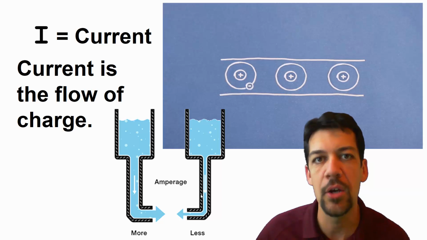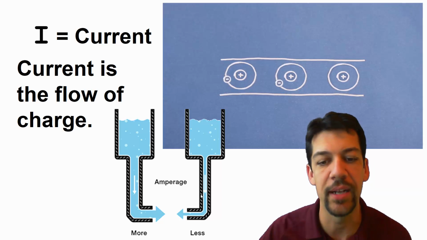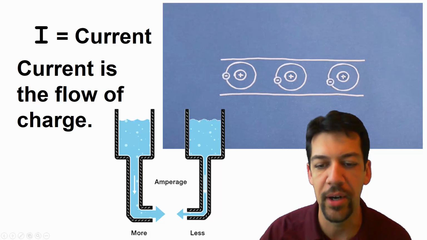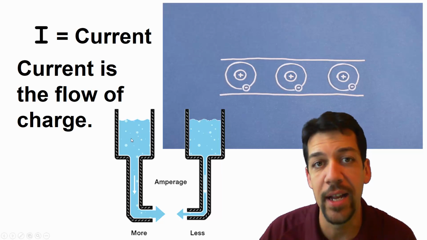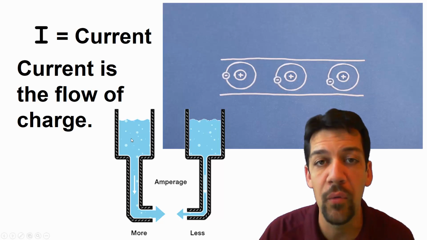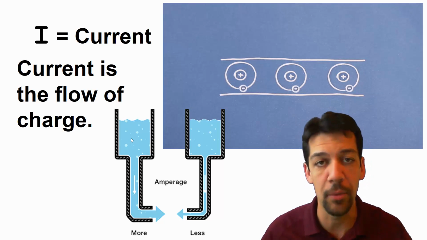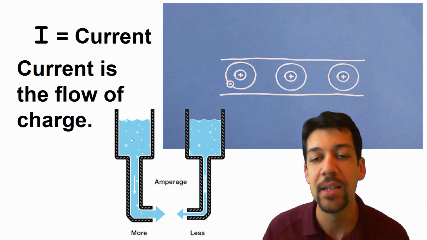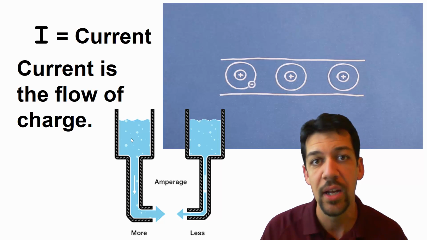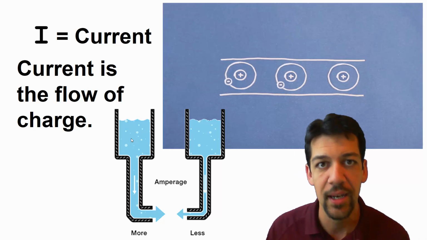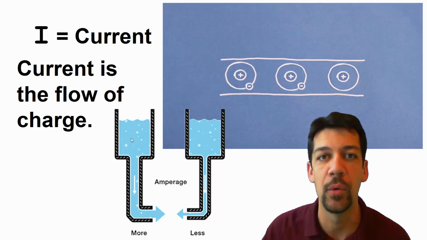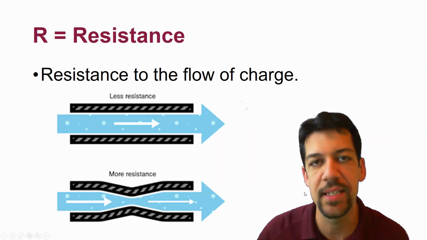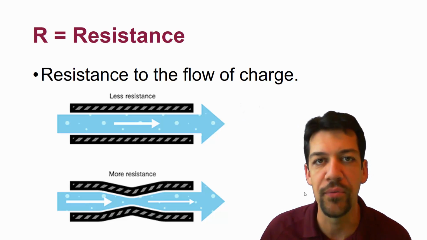Current is the flow of electrons in a conductor, right? And it's literally electrons hopping from one atom to another inside of a conductor. In our analogy, current is the flow of water, how much water is flowing. If I have higher pressure, then more water will flow through the pipe. Similarly, if I have a higher voltage, then more current, more electricity, or more charge will flow through a given conductor. And finally, resistance.